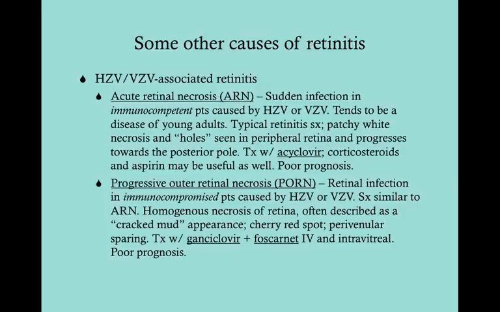and on exam they will have this patchy white necrosis, usually along the peripheral areas of the retina, and a lot of times you see these little holes. And what these holes are, I put these in quotes, these holes are just areas of normal tissue. And this is in the peripheral retina, and it progresses towards the posterior pole, which is where the macula and the optic nerve are. This is treated with acyclovir and corticosteroids. However, this has a really, really bad prognosis.